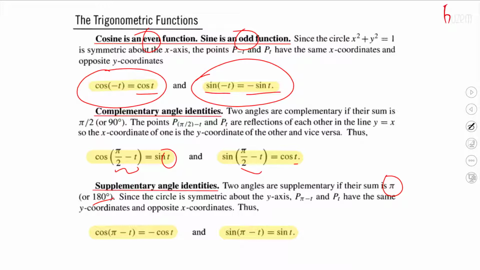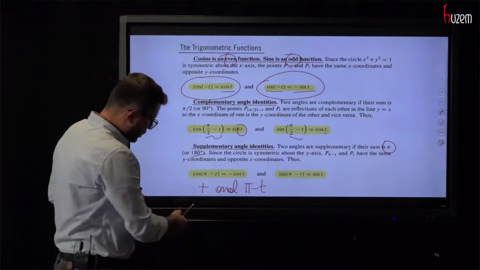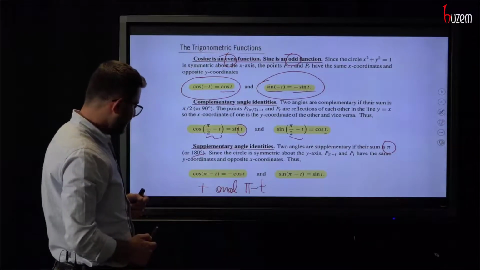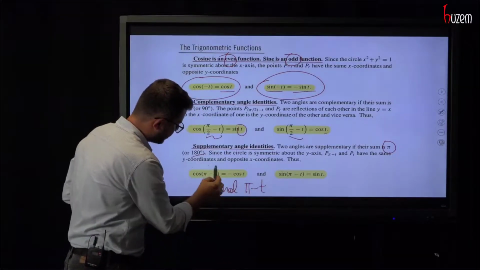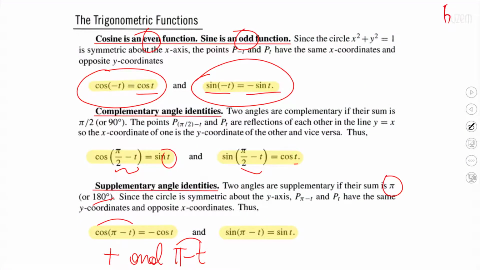Let's see what happens with these angles. If you're working with supplementary angles, for example, t and pi minus t, we know they're supplementary because whenever we add these two, we always end up with pi. When we consider these two angles, cosine of the second is equal to negative cosine t, and sine of the second will be the same as sine of the first. So this is something else you need to know.